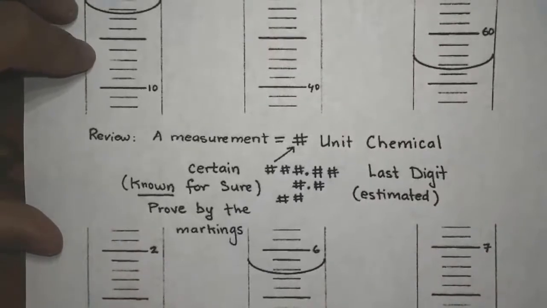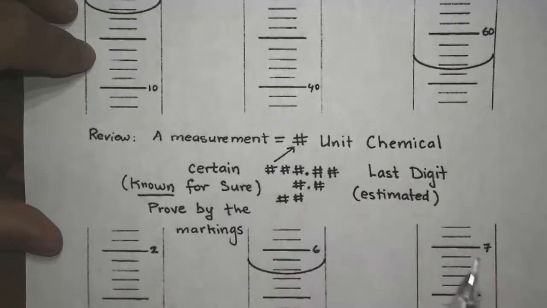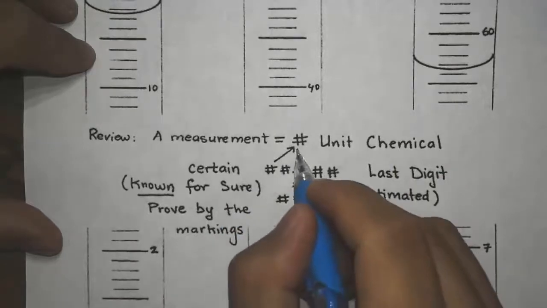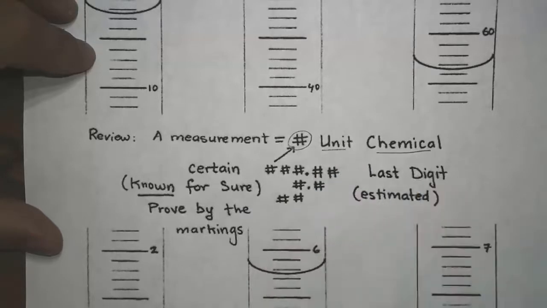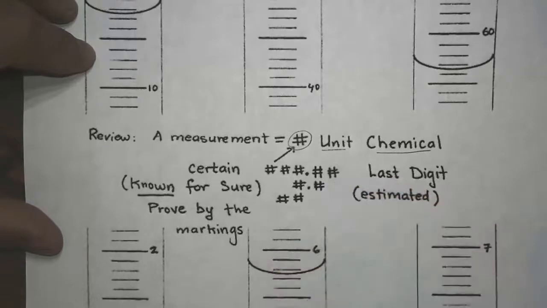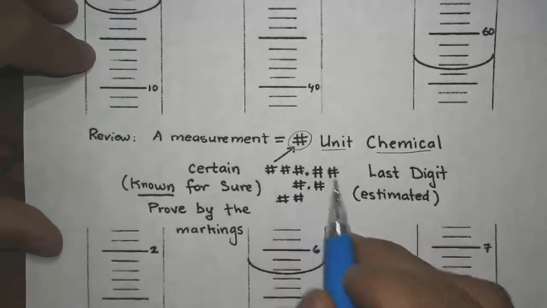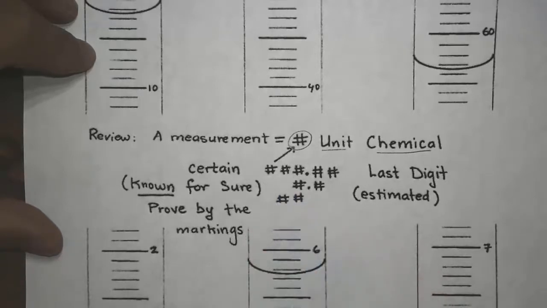In the previous lessons, we learned that a measurement will always include three parts. First, we have the number, the unit, and the chemical that we measure. And we talked about how a unit has values of its own based on the prefix, like milli and kilo. In this lesson, we are going to focus on the number part.